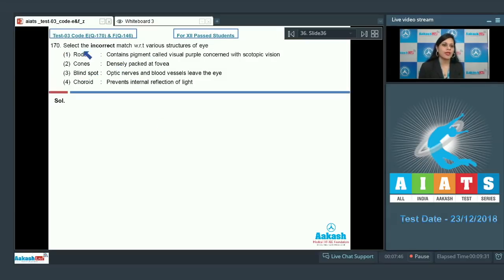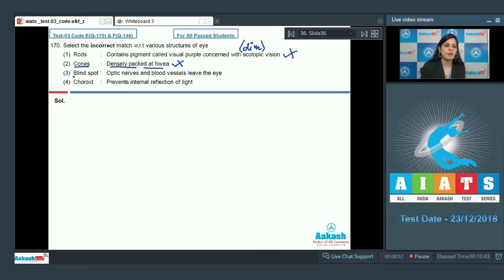Question number 170. Select the incorrect match with respect to various structures of eye. And the very first option given is rods, and the match given is contains pigment called visual purple concerned with scotopic vision. And this is a correct match, so cannot be a correct answer to our question. Because rods contain pigment called rhodopsin, which is also known as visual purple, and is concerned with vision in dim light or scotopic vision. The next option given is cones, and they are densely packed at fovea, and as it's a correct match, so this is an incorrect option.